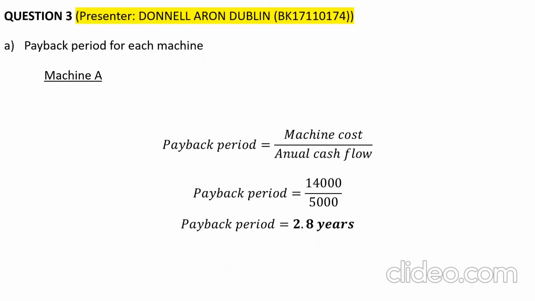For the payback period for machine A, we use this equation, which is payback period equal to machine cost over annual cash flow. We use this equation since the annual cash flow is equal every year. So payback period equals 14,000 over 5,000, and we get 2.8 years of payback period for machine A.